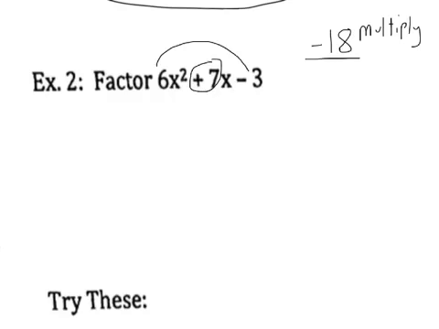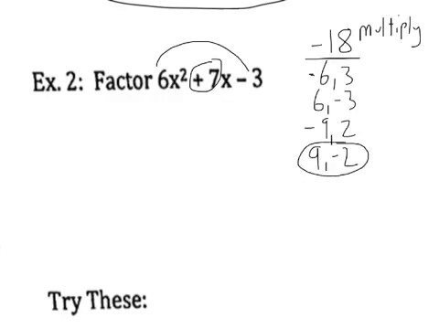And so I'm just going to start listing out numbers that multiply to be negative 18. So I have negative 6 and 3. Well, that doesn't add up to 7. I have 6 and negative 3. That doesn't add up to 7. I have negative 9 and 2. But if I add those, I get negative 7. So that's not good enough. They have to add up to positive 7. So positive 9 and negative 2. There they are. If I multiply those together, I get negative 18. And if I add them, I get positive 7. So there's my pair of numbers I'm going to use.